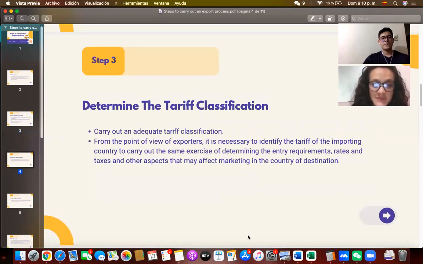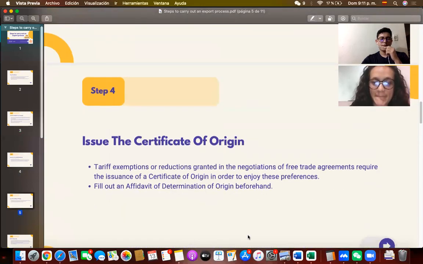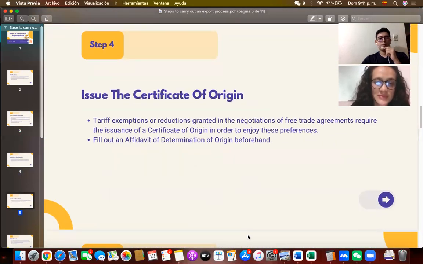Okay, step 3, determine the tariff classification, carry out an adequate tariff classification. From the point of view of exporters, it is necessary to identify the tariff of the importing country to carry out the same exercise of determining the entry requirements, rates, and taxes, and other aspects that might affect marketing in the country of destination. Okay, so in step 4, we have to issue the certificate of origin.